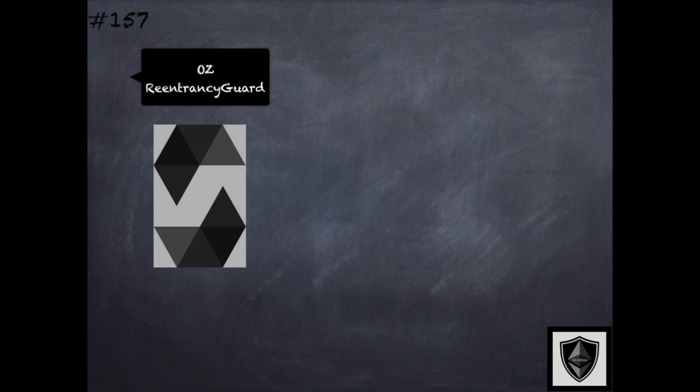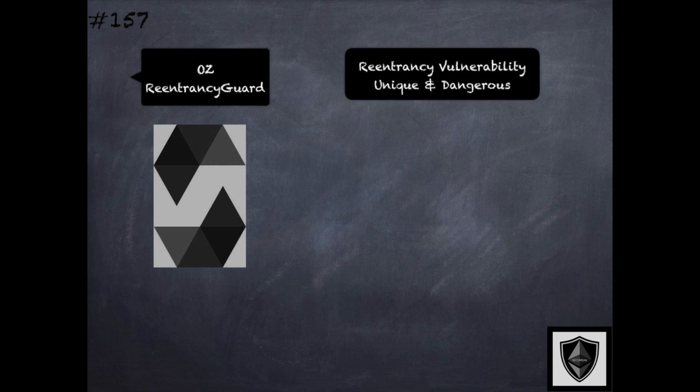The other OpenZeppelin library that is very critical to security is the ReentrancyGuard library. This is used to mitigate the risk from reentrancy vulnerabilities that are somewhat unique to smart contracts and very, very dangerous. This is the vulnerability category that was exploited during the DAO hack, which has historical significance to Ethereum.